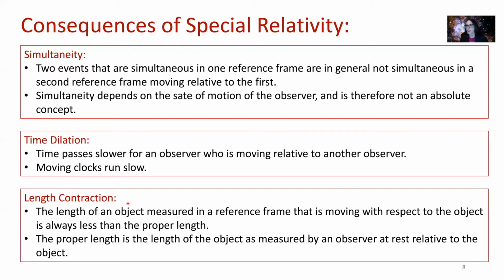And then length contraction is another consequence of special relativity. The length of an object measured in a reference frame that is moving with respect to the object is always less than the proper length. The proper length is the length of the object as measured by an observer at rest relative to the object. So I'm measuring something here in my reference frame to be some length, and you in your reference frame, you're traveling at very close to the speed of light. You're going to see that same object as being shorter compared to what I measured it to be. So those are all consequences of special relativity.